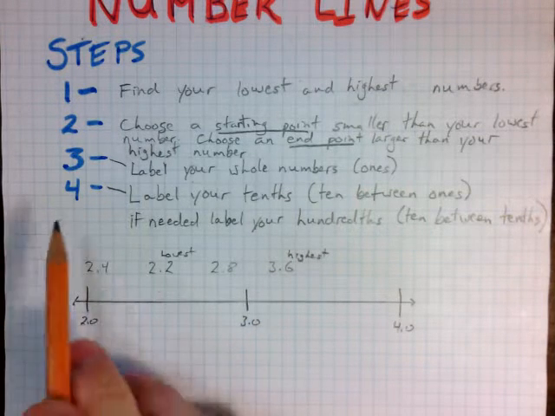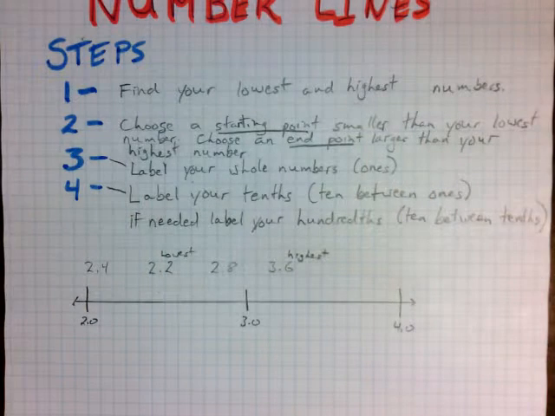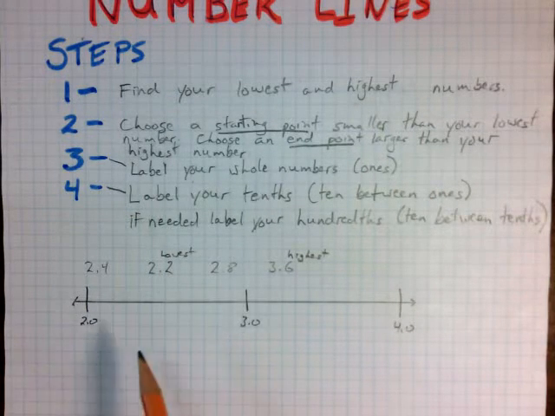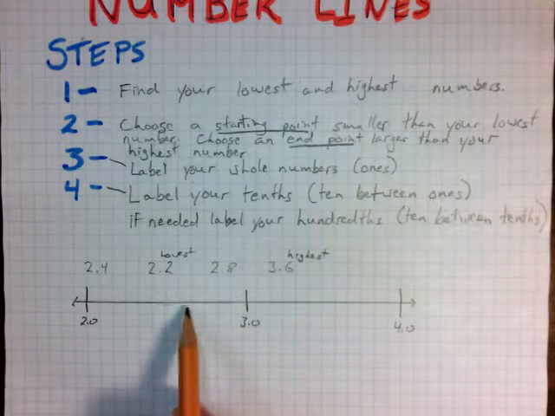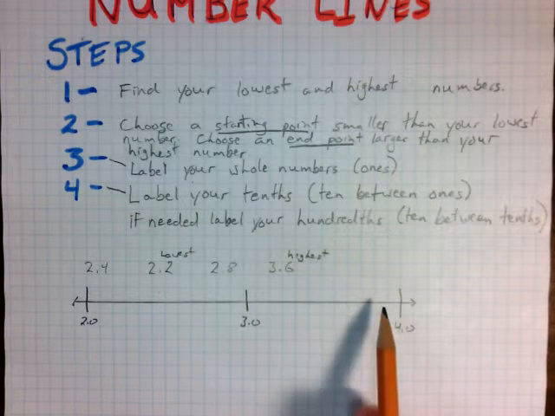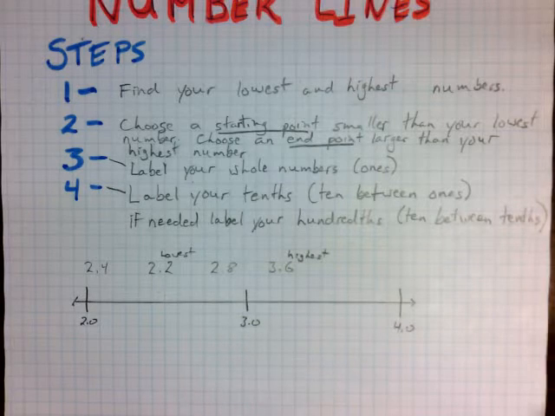So that's step 3, label your whole numbers. If I had 3 or 4 or 5 different whole numbers to label, I would space them out evenly along the line. Since I only have one, it's easy to place right in the middle.